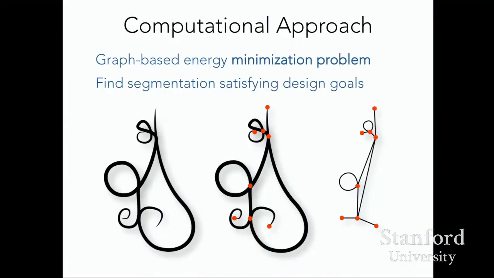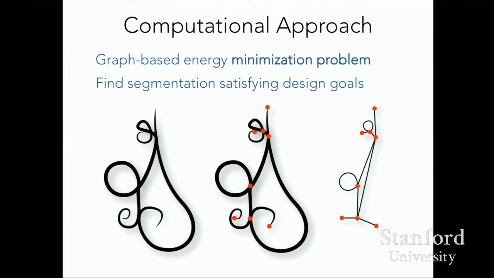So I'm not going to say very much at all about the approach here. We formulate this problem of taking an input drawing and turning it into this segmented wire design as a graph-based energy minimization problem. So we're just trying to figure out, should we take this segment and turn it into one piece of wire, and then this other segment should be another piece of wire? And there's a bunch of design goals that we try to incorporate into that optimization.